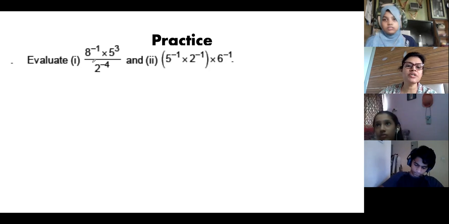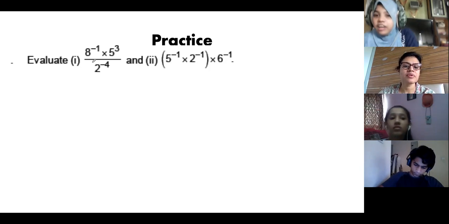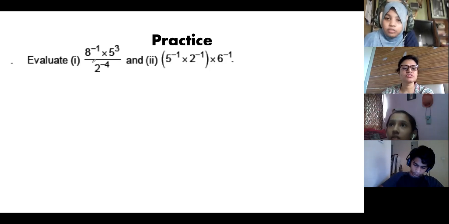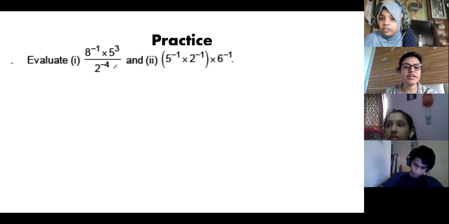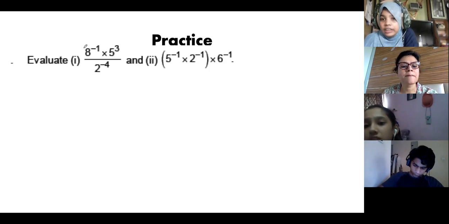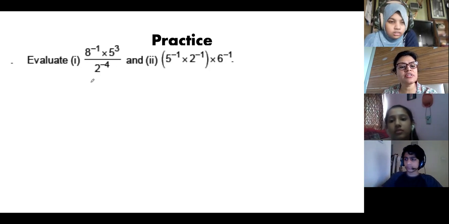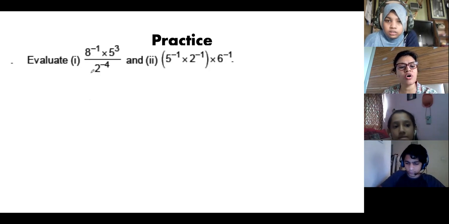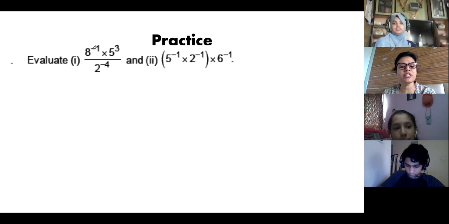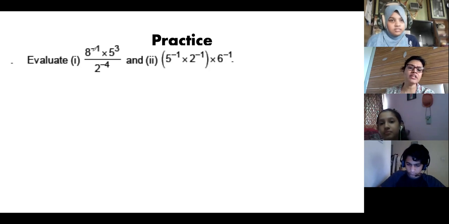8 is 2 cube. Yes, Afia. Ma'am, we had to write 8 raised to minus 1 also. Yes, you will write 8 and 2 and minus 1 and minus 4 also in the question. Then in the next step, 8 will go in the denominator with a plus 1 sign and 2 will go in the numerator with a plus 4 sign, into 5 cube, and then solve.